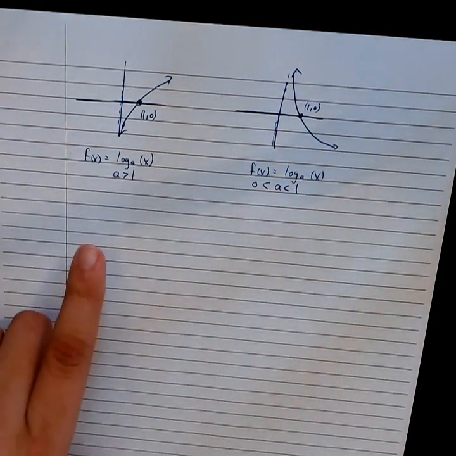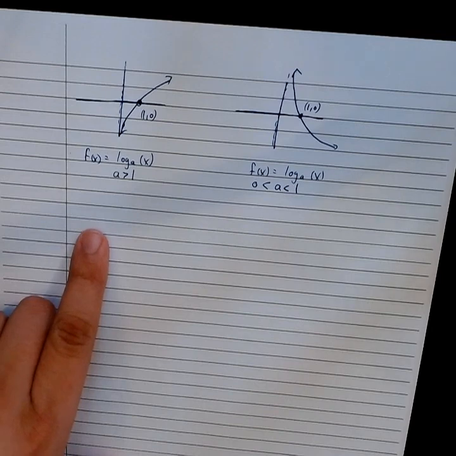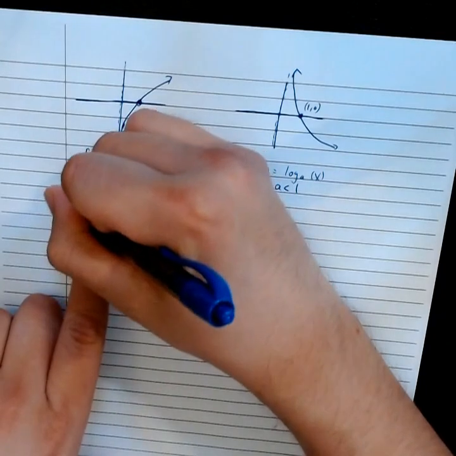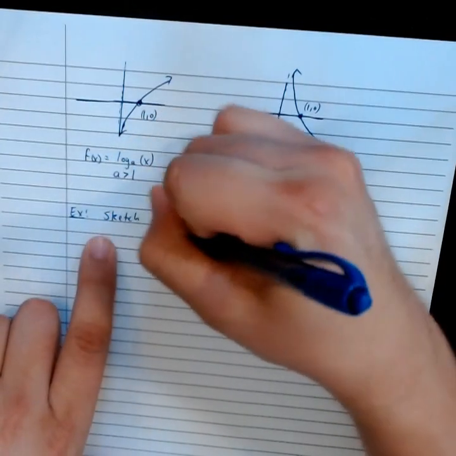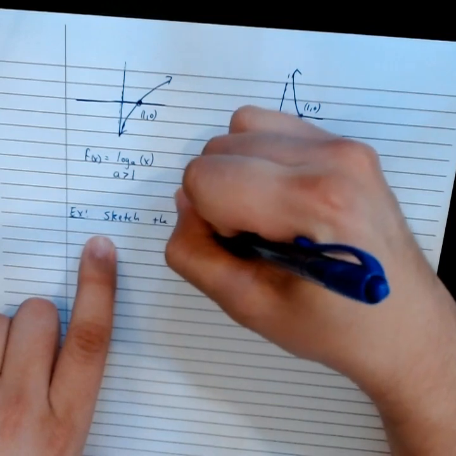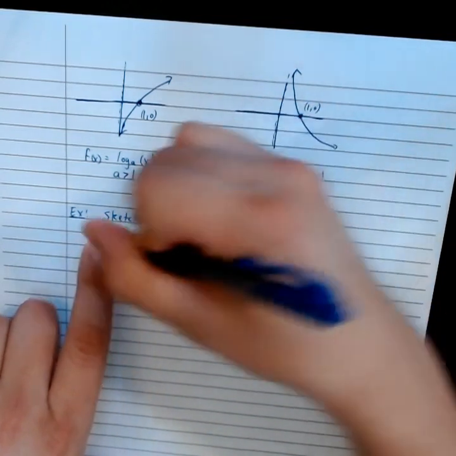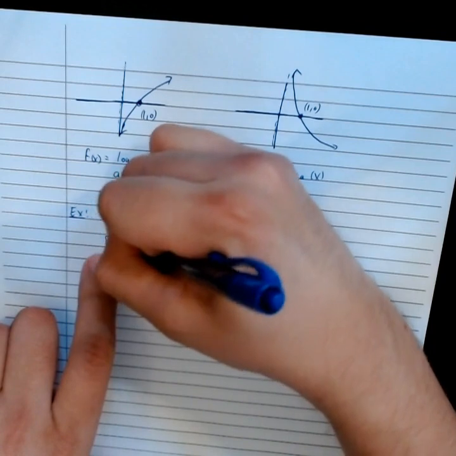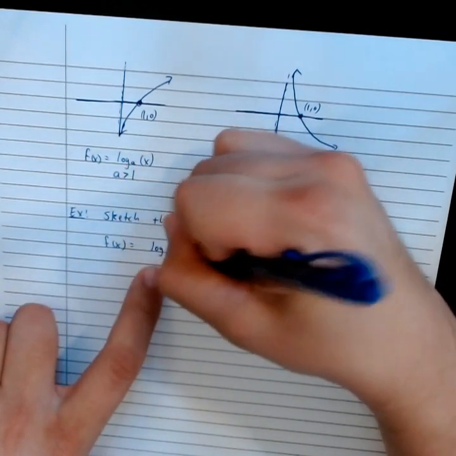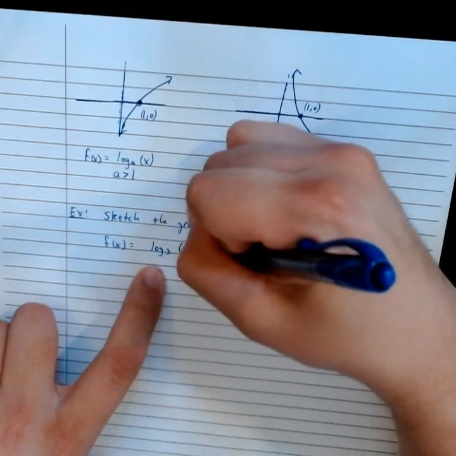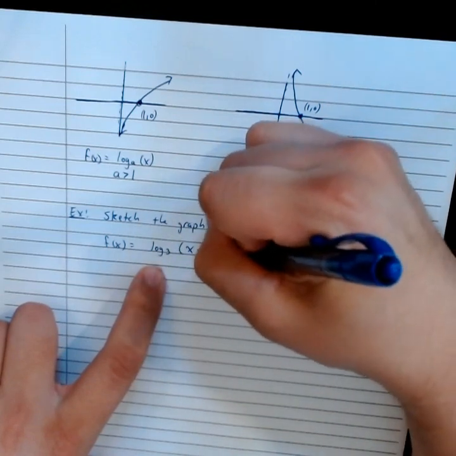So now let's take these and look at some transformations to graph some other logarithmic functions. So here, for example, we're going to go ahead and sketch the graph of f(x) equals, let's say, log base 3 of (x minus 1), minus 2.